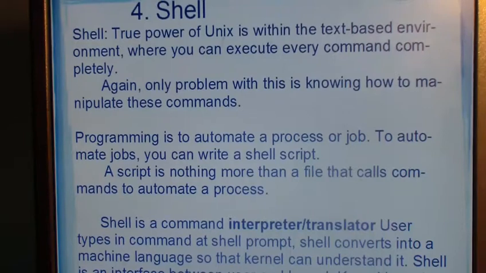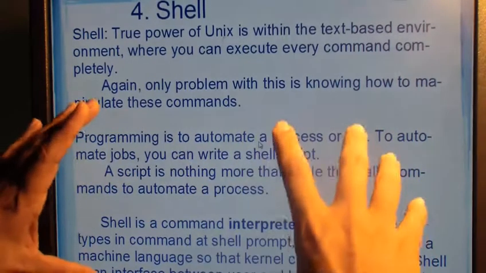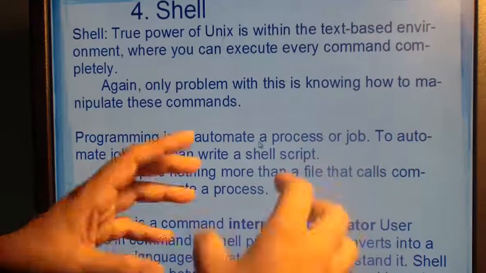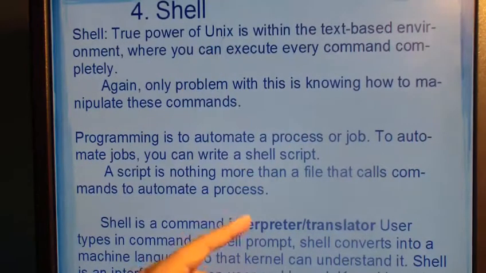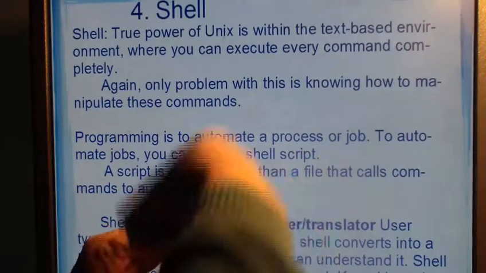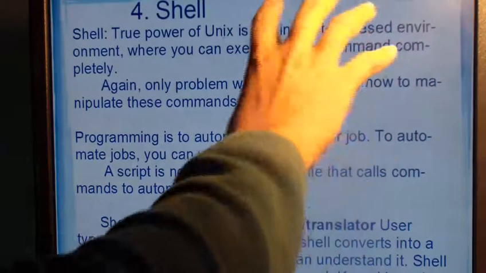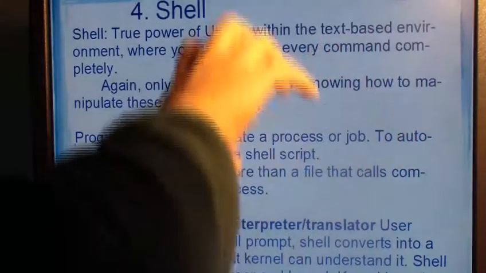So shell is a command interpreter or translator. The one I showed you is a command prompt. That's like a shell, and that program translates. One command is like SSH, we say, but that SSH is converted into some different language, so that the Unix operating system, that computer, and the complete hardware behind the scene can understand that language.